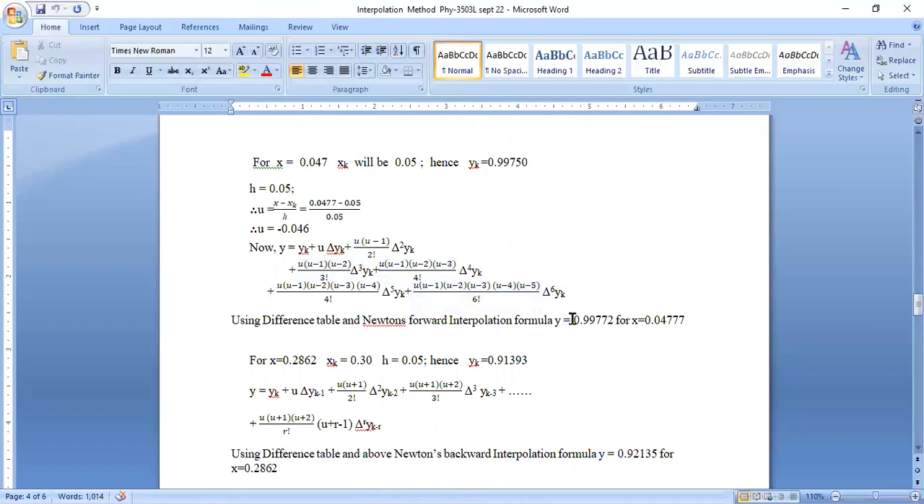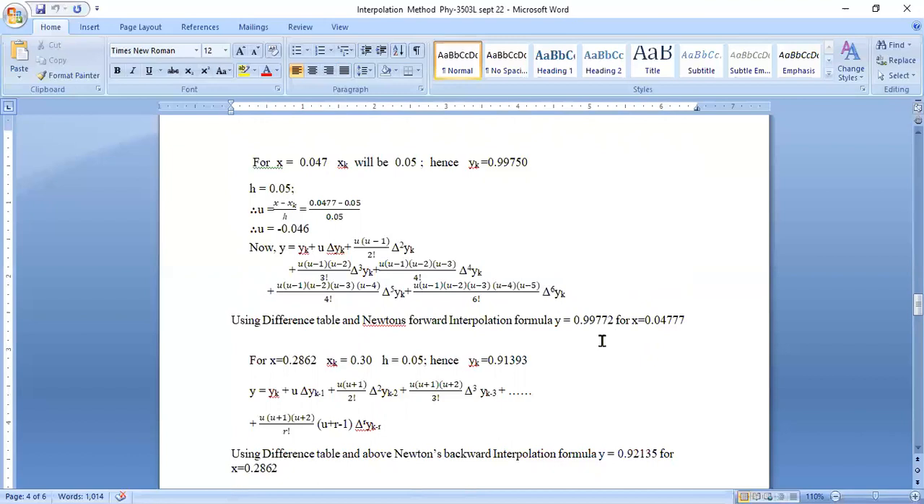This y equal to 0.99772 for your x, which you have interpolated, is 0.0477. So this is the way you can interpolate the Newton for a given value of x, which is this x was not listed in the table, but we have interpolated.